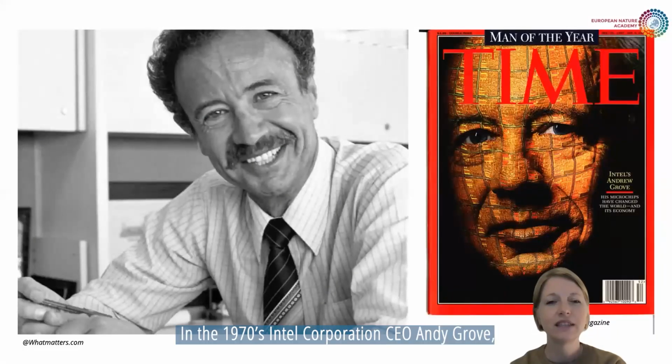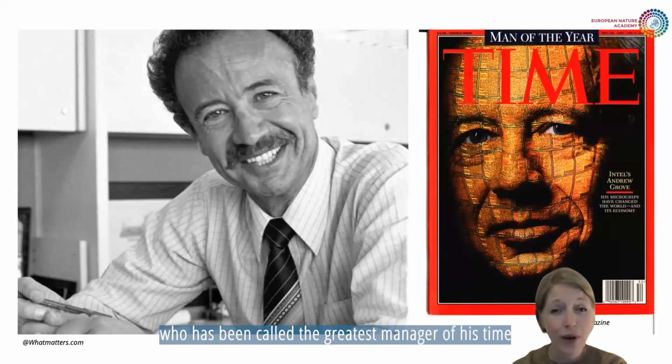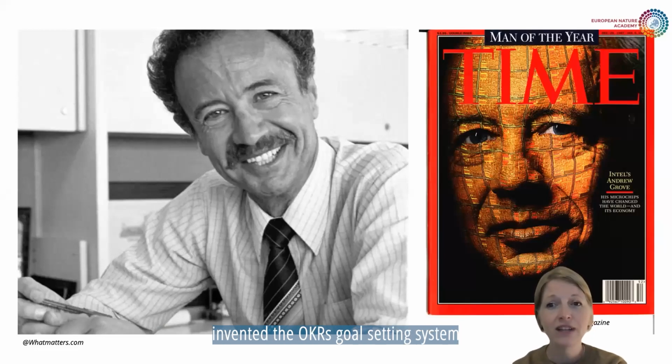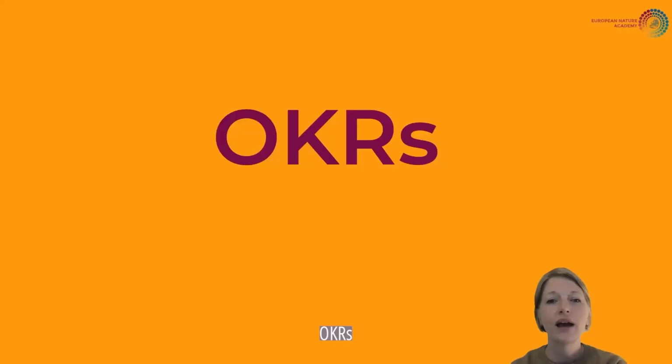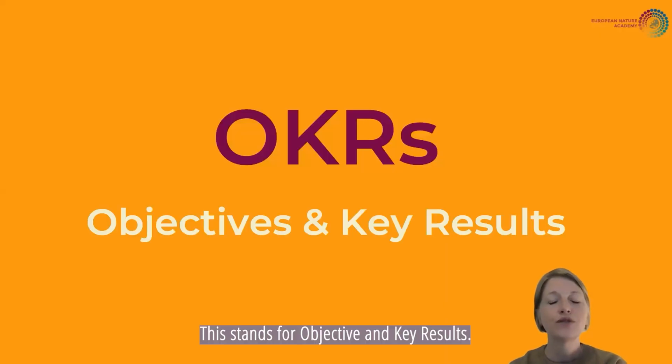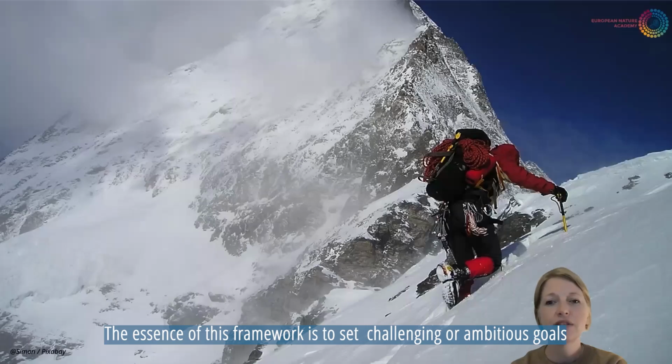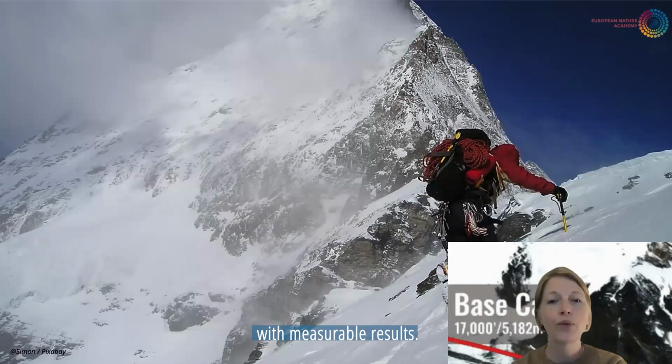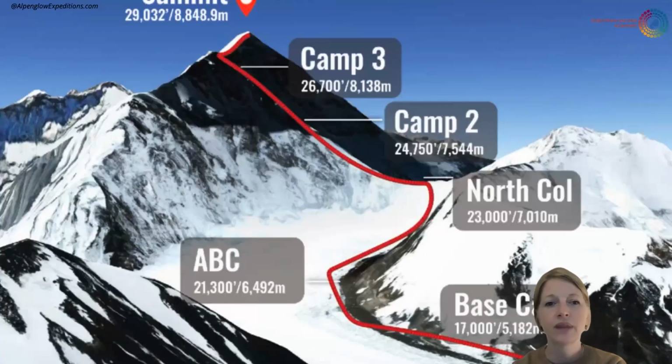In the 1970s, Intel Corporation CEO Andy Grove, who's been called the greatest manager of his time, invented the OKR goal setting system. OKRs. This stands for Objectives and Key Results. The essence of this framework is to set challenging or ambitious goals with measurable results.